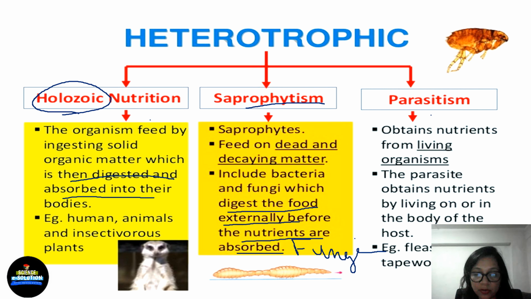Saprophytism or saprotrophic organisms, they digest, break down the food particles outside the body and then absorb the nutrients inside. Parasitic, they directly live in the body of the other organisms and then absorb the nutrients from them.